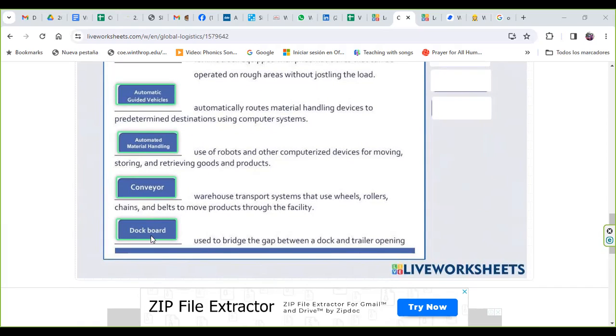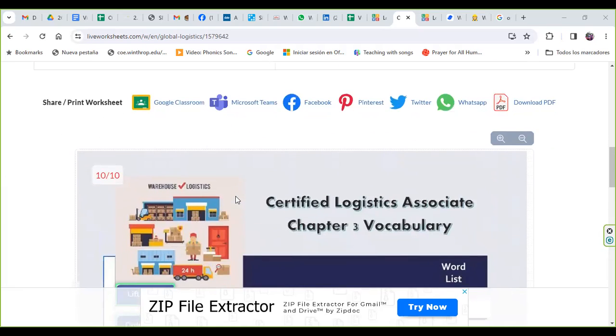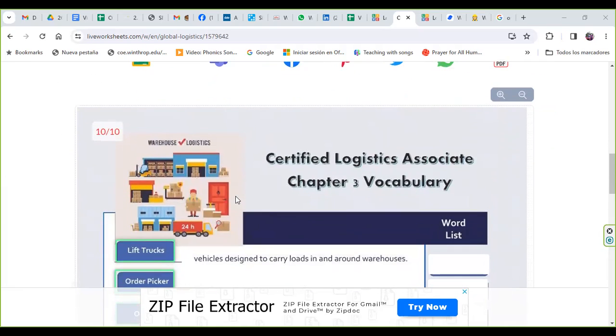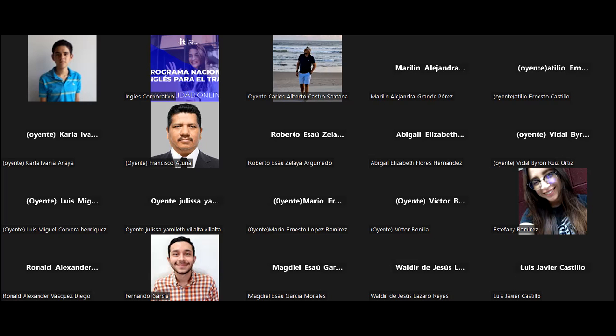Ah, como el lift bridge que ponen para cargar los trucks, ¿verdad? It would be nice if you could have all those photos here. All right. Give me a second.